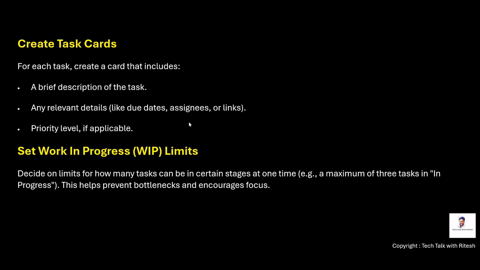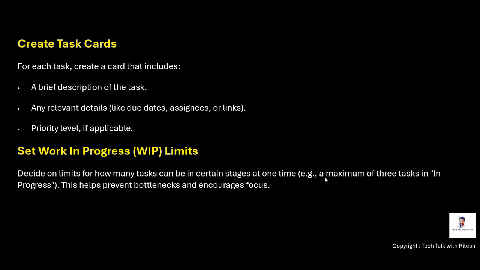Then we need to of course create the task cards. For each task, create a card that should include a brief description, only a one-liner, sometimes just a headline title, and any relevant details like what is the due date, who is the assignee, or any link if it is a digital dashboard, and then a priority label if applicable. Mostly it is applicable, what is the priority of that task. And then we need to set work in progress limits, decide on a limit for how many tasks can be in a certain stage at one time.